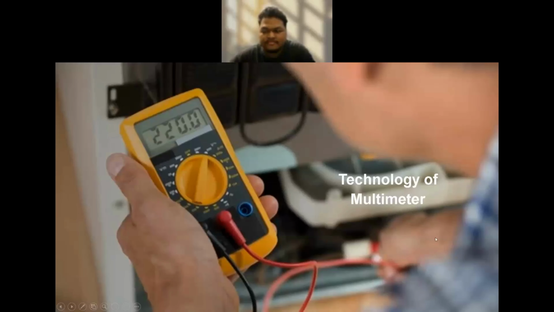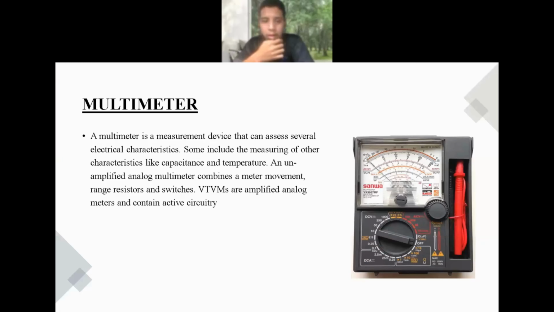Okay, today I will explain about the multimeter. A multimeter is a measurement device that can assess several electrical characteristics. Some also include the measurement of other characteristics like capacitance and temperature. An amplified analog multimeter combines a meter movement, range resistor, and switch, and contains electronic circuitry.